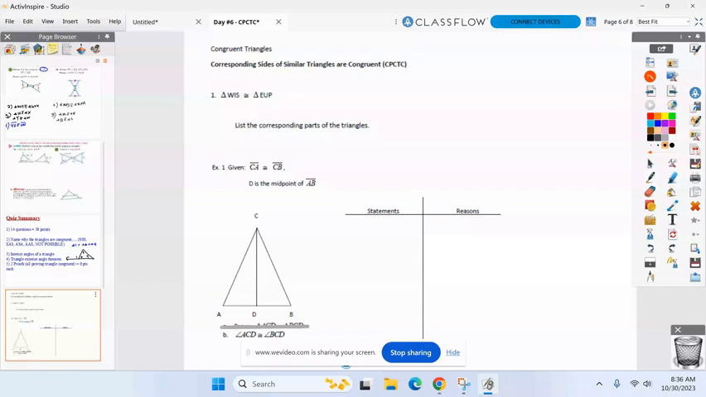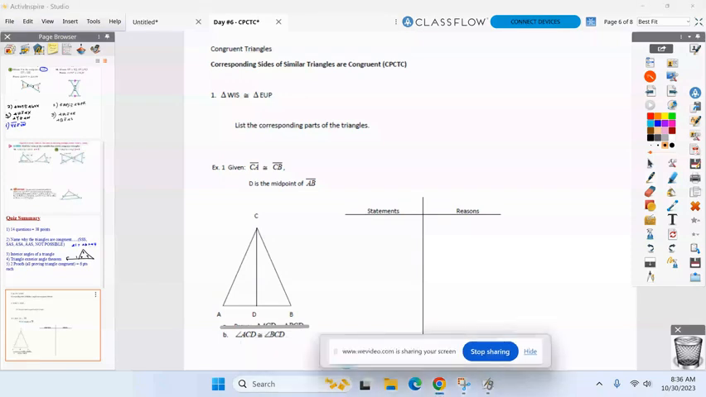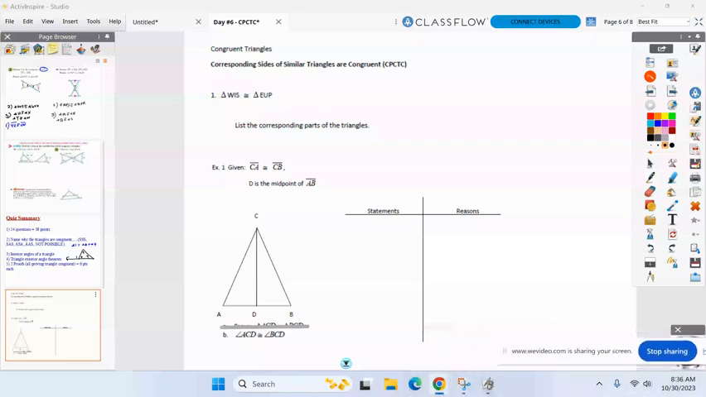We finished with like 20 minutes left last period, so you guys can start the Delta Math or the assignment due Wednesday. All right, first, number one up here, I'm telling you those two triangles are congruent. Triangle WIS congruent to triangle EUP. Notice I didn't give you a diagram. I don't need one. I'm going to go around the room. Give me three pairs of sides that must be congruent, and then give me three pairs of angles that must be congruent if those two triangles are congruent.